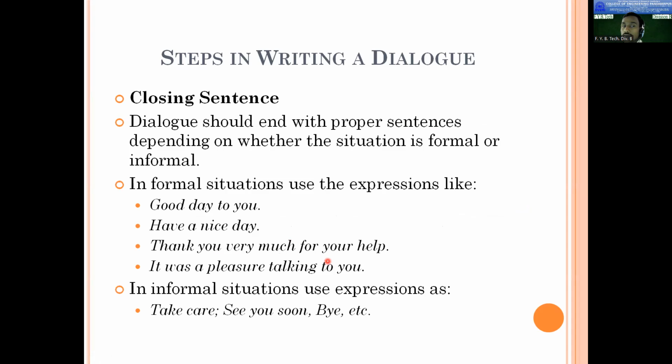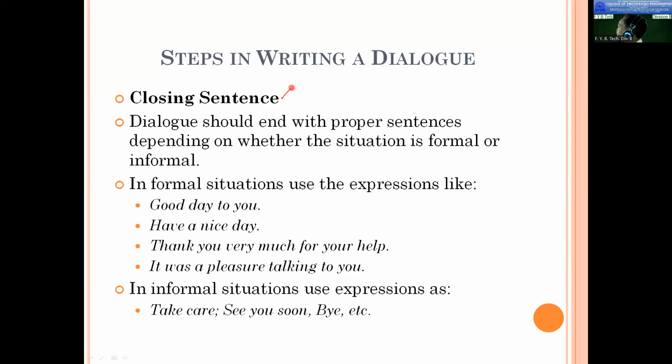Okay. That was the development of the dialogue. So you can think of the situation and then develop 8 to 10 dialogues. How many? Minimum 8 to 10 dialogues. After greetings, you have to develop 8 to 10 dialogues, what they are saying, what you are saying, in this way. And then there will be closing sentences.